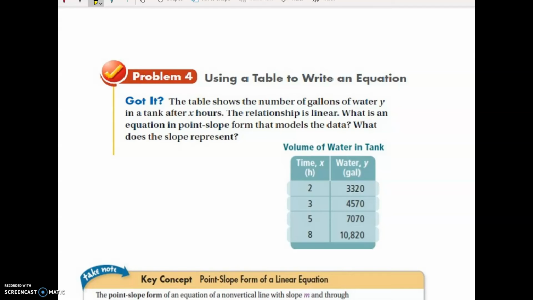So again, we need to just find a slope and one of the points. So to get our slope from the table, we're going to just look for our pattern here. And you only need to use 2 points because they tell you the relationship is linear. So we're just going to find the change there. So I'm going to calculate that real quick.